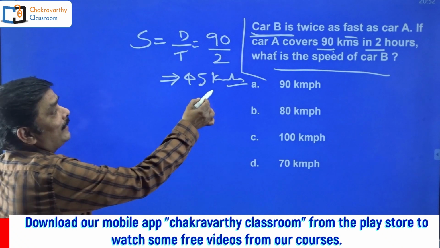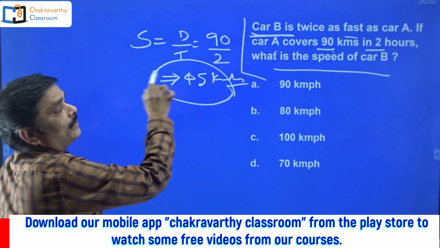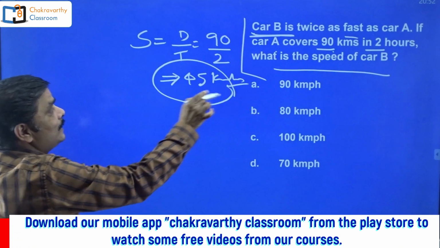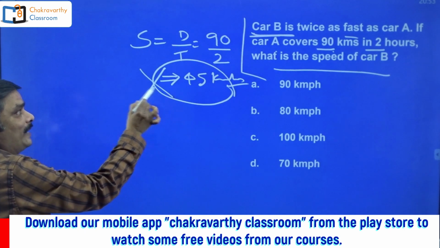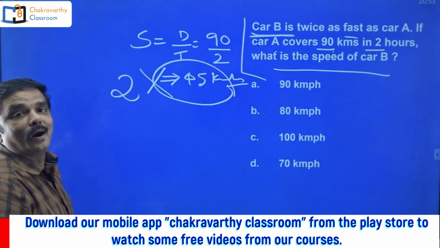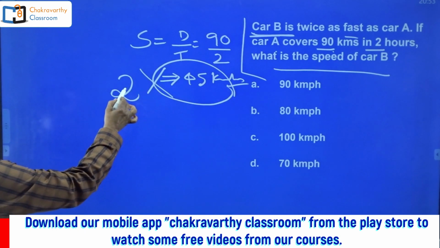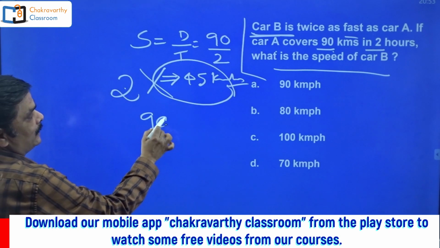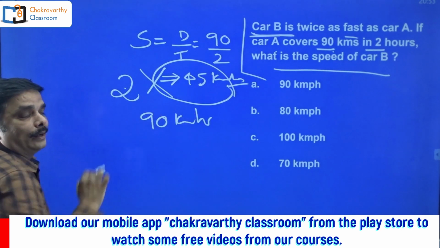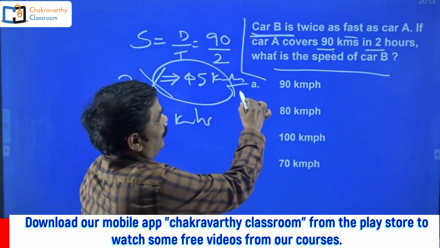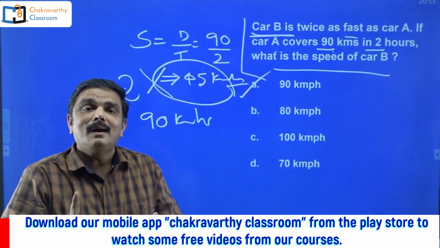Then when car A's speed is 45 kilometers per hour and car B is twice as fast as car A. Now, speed of car B is 45 into 2, that is 90 kilometers per hour. So, just mark that option, 90 kilometers per hour is the answer.